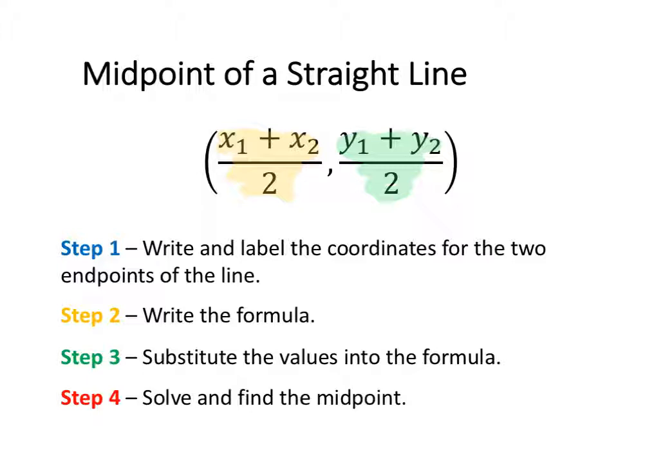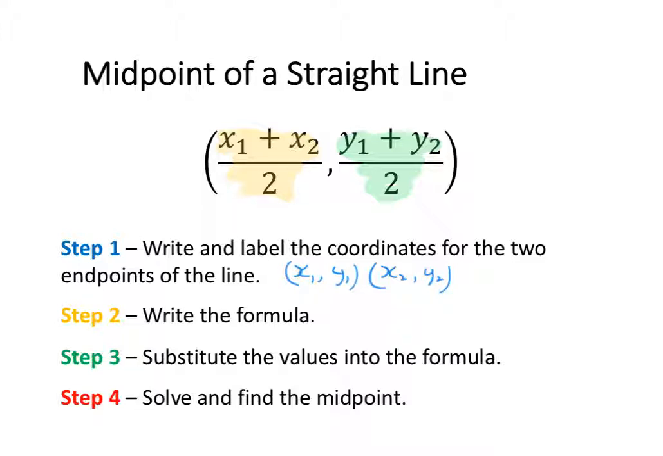Now, to use the formula, we follow a series of 4 steps. The first step is to write and label the coordinates for the 2 endpoints of the line. When we label the coordinates, it is going to be x1, y1 as the first set of coordinates and x2, y2 as the second. That's exactly the same as when we find the distance between 2 points and calculate the gradient. The next step is to write the formula. The third step is to substitute the values from our labeled coordinates into the formula. And the last step is to solve and find the midpoint location.